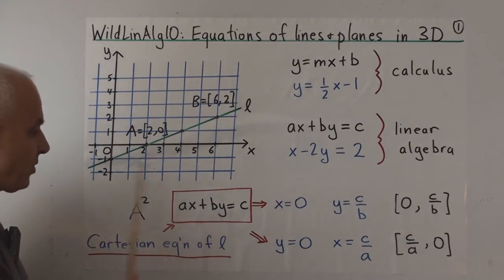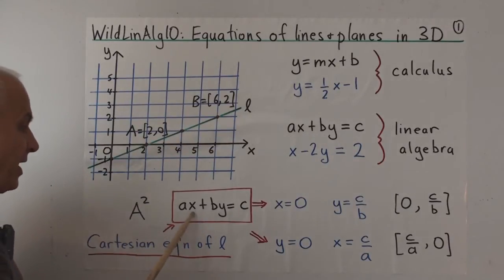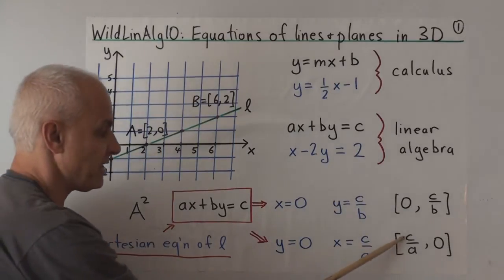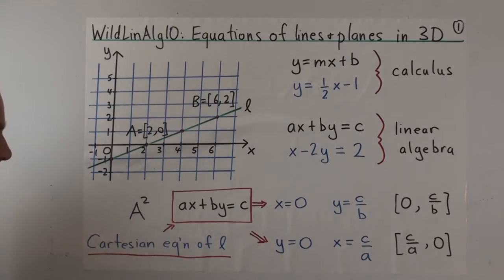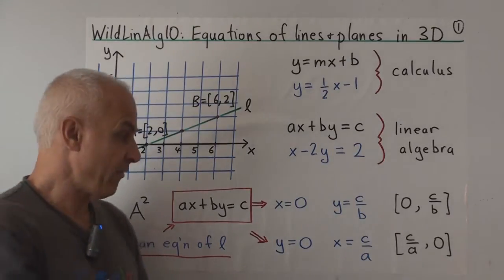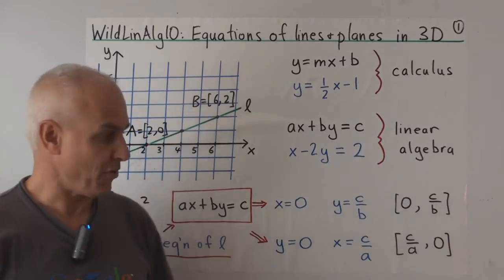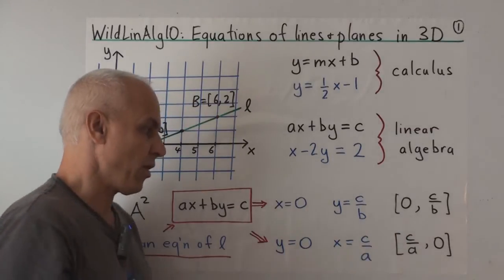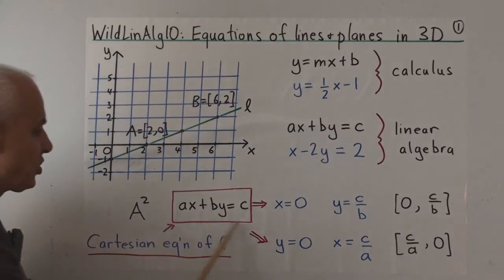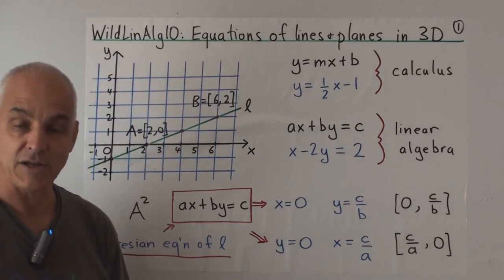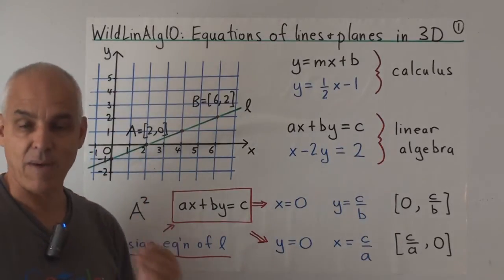And if we set y equal to 0, that means we're getting the point on the x-axis. We get x equals c over a, and so the point is c over a, comma 0. That's, in this case, the point 2, 0. And it's important to remember that whenever we divide by something in mathematics, we have to make sure that that something is not equal to 0. So these formulas only work when the denominators are not 0. This is usually called the Cartesian equation of the line, and it's going to play an important role for us in linear algebra, of course. But there are also other ways of representing a line.